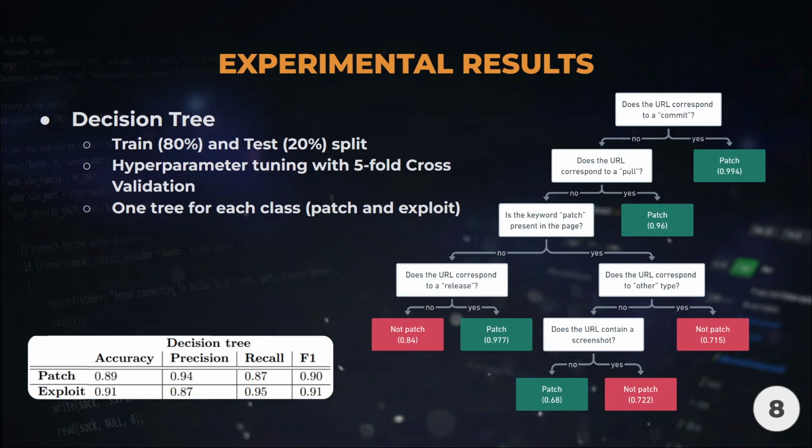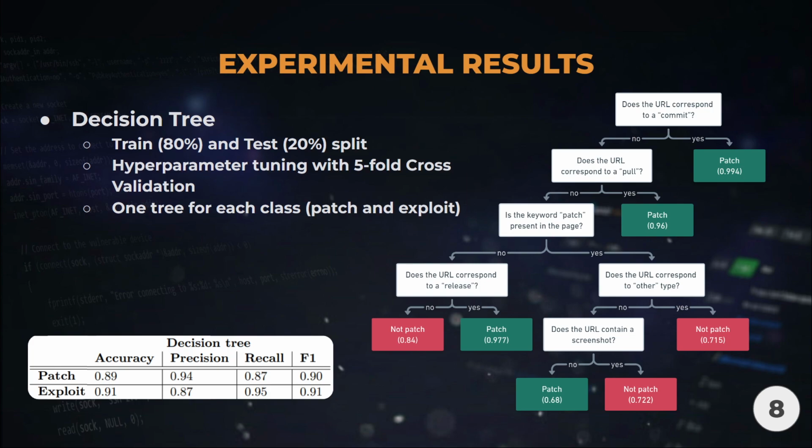So let's focus now on the experiments. We first discuss the experiments using decision trees, and in this experiment we split the dataset into two disjoint sets, one for training and the other for testing purposes, and we tune the hyperparameters on the training set, and the test set is used to evaluate the model. And in our approach we learn one tree for each class. You can see here on the right side of the slide an example for the class patch, and we can extract a number of insights from this tree.